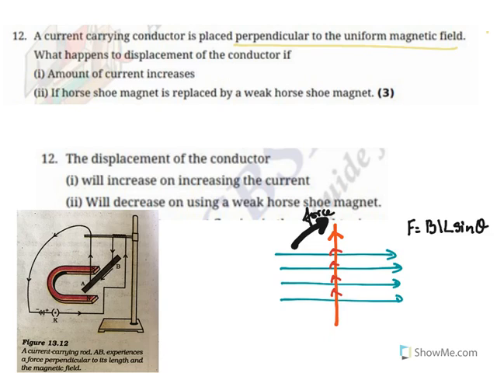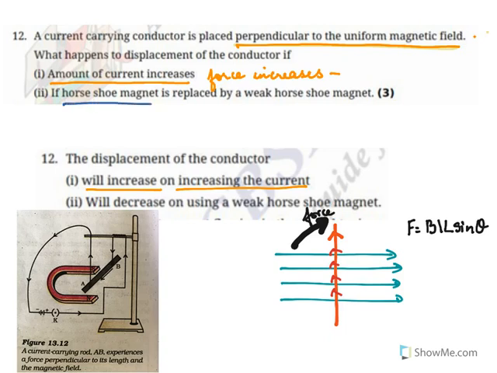Now let's get back to the question. A current carrying conductor is placed perpendicular to a uniform magnetic field. What happens to the displacement of the conductor if the amount of current increases? Now if the current increases, the force increases. And if force increases, definitely the displacement will be more. The conductor will be pushed stronger. So the displacement of the conductor will increase on increasing the current.